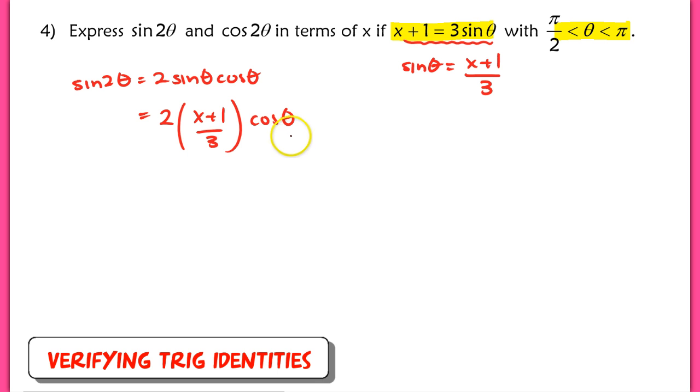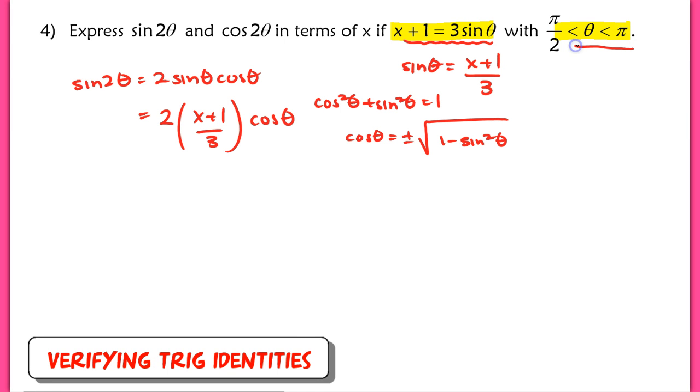I need to be able to express the cosine of theta, though, in terms of just x. So what I'm going to do is use a manipulation of my identity cosine squared theta plus sine squared theta equals 1. If I want to solve for cosine of theta, that's equal to positive or negative square root of 1 minus sine squared theta. Now in this case, because my angle is in the second quadrant, the cosine of theta here has to be negative. So this is a negative value.